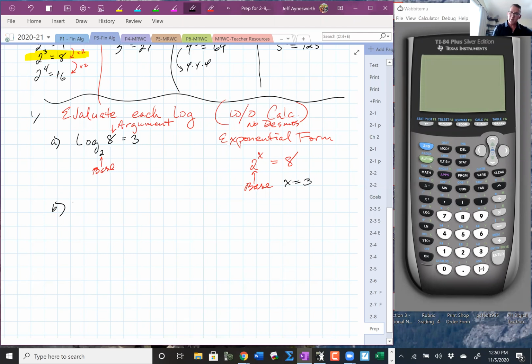Okay, let's try something else. Let me get you guys involved now. Log base 4 of 16. Start with the base. This is base 4. Write it off to the side. Write exponential form down like I did on the previous one. And then think about what this log should be equal to.